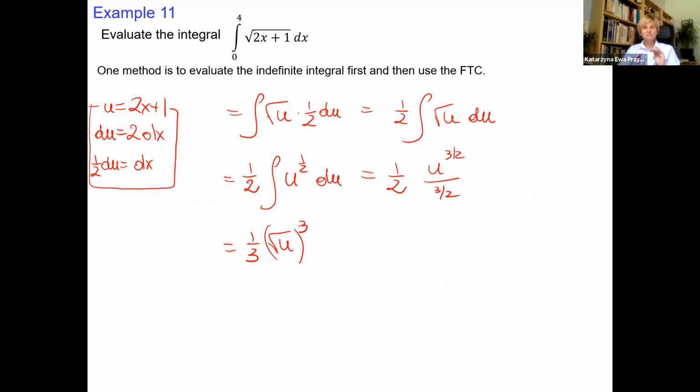Now, if this is an indefinite integral, we will just put plus c, substitute back 2x plus 1, and we will be done. But here we don't have plus the constant c because we know that they will cancel out. One of the methods is, since we rewrote everything in terms of u, we will also need new limits of integration, new bounds, because that 0 was the x value, and that 4 is also the x value. So let's find new limits of integration.